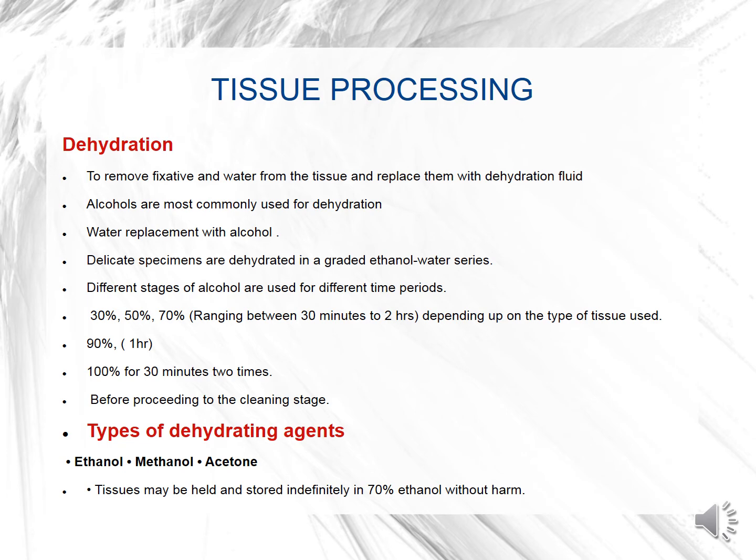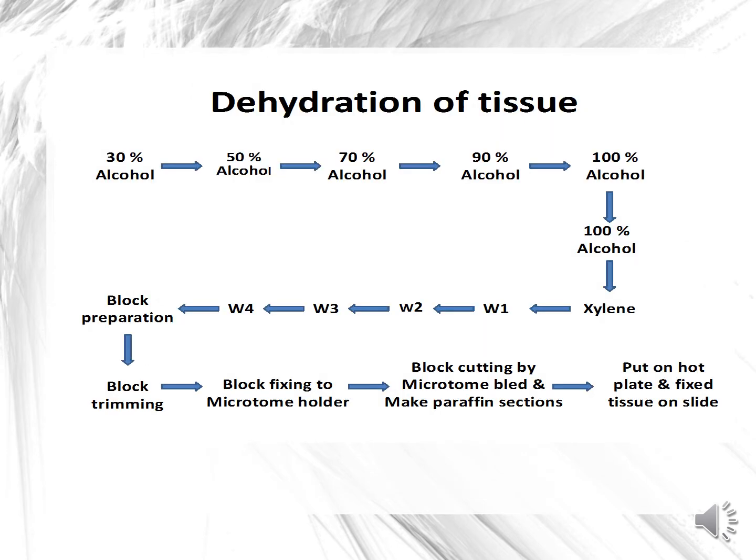Then the types of dehydrating agents: they are ethanol, methanol or acetone. Tissues may be held and stored indefinitely in 70% alcohol without any harm. This is the dehydration of tissue. The tissue is kept in 30% alcohol for even 30 minutes if the tissue is very delicate, and up to 2 or 3 hours if the tissue is hard.